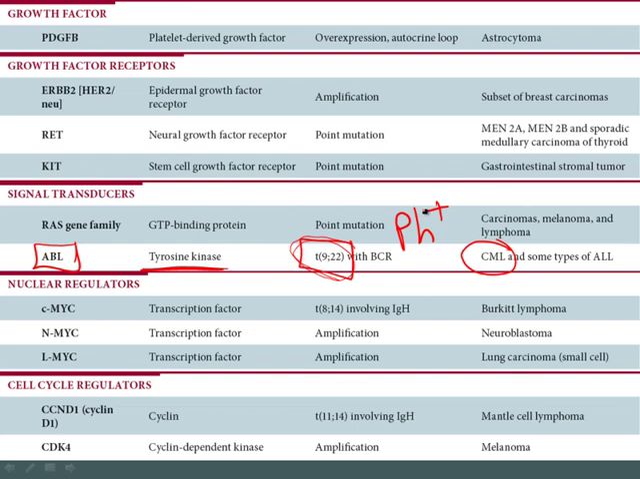The next type of oncogene that can be mutated are the nuclear regulators. The nuclear regulators are basically a group of transcription factors, and these transcription factors go to the nucleus and cause upregulation of genes necessary for growth. Okay? And so those are nuclear regulators. And the most important nuclear regulator is MYC. That's the most important nuclear regulator.